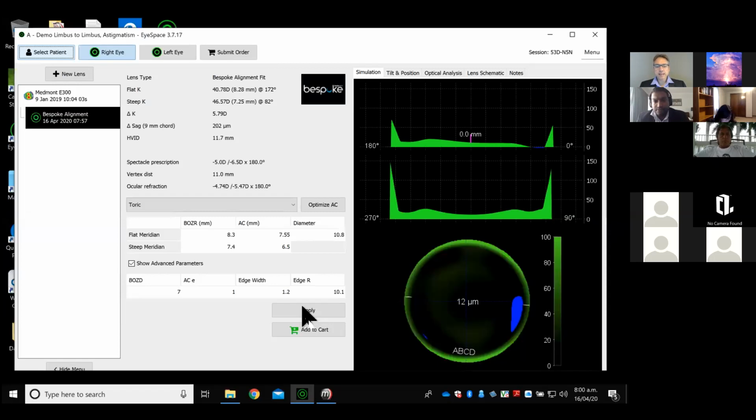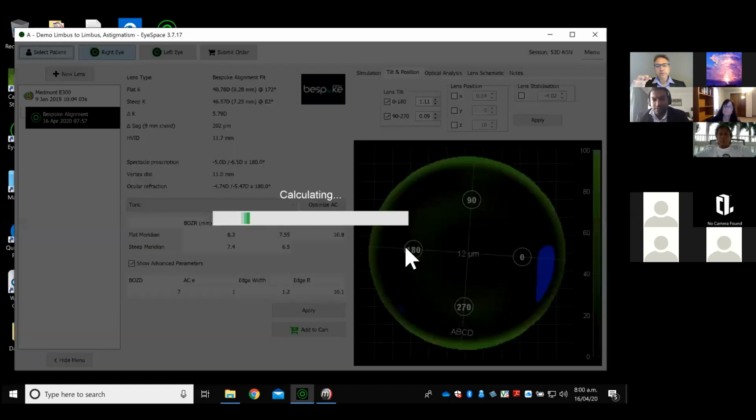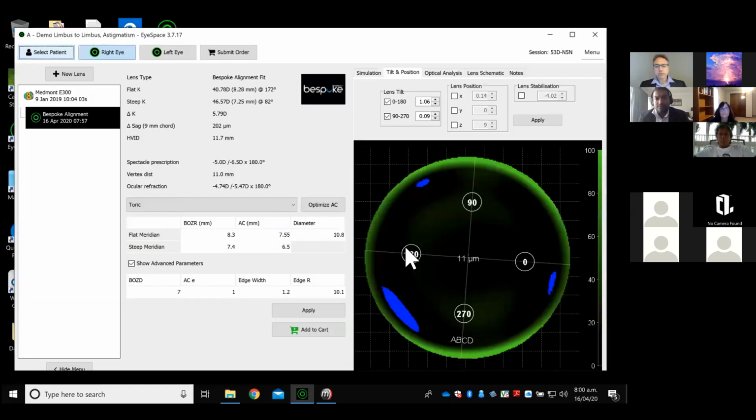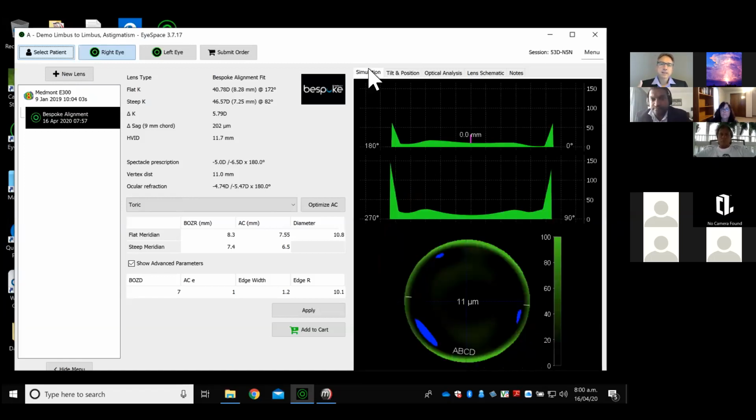So what Jagrit's done there is he's flattened the back optic zone radius of the flat meridian. So what we need to do now is go back to tilt and position because we've altered the fit relationship and just retilt the lens to allow that equal distribution to occur again. So he's tilted it and we can see we've now dropped that central tear film thickness by about 5 microns by flattening the back optic zone radius of the flat meridian from 8.25 to 8.3 millimeters. So at this point, I'm happier with the central tear film thickness. I like it to sit between 1 and 10 microns, so that 11 is fine.